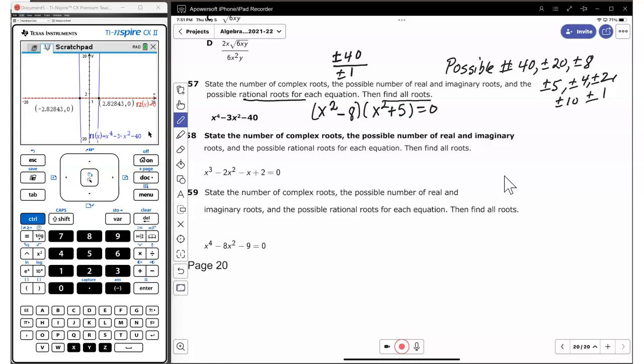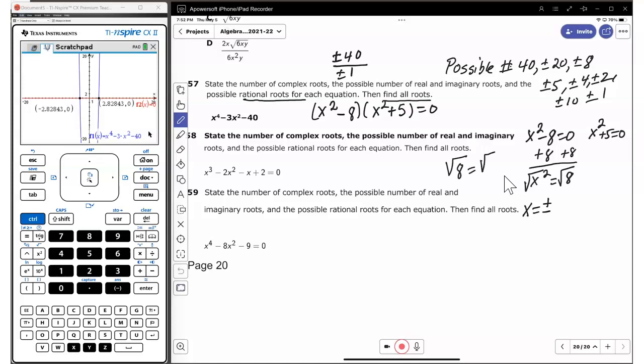So now our next step is to let each factor equal 0, and we're going to use algebra here. We're going to simply add 8 to both sides. So we have x squared equals 8, and then we take the square root of both sides. So we have x equals plus or minus the square root of 8. I taught you how to simplify this.